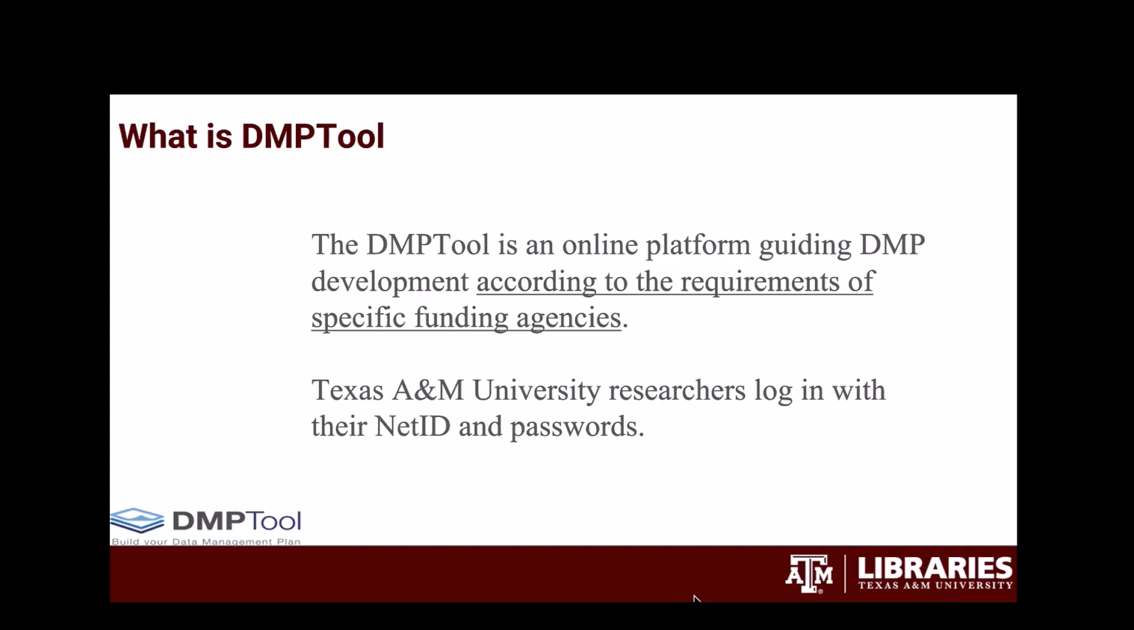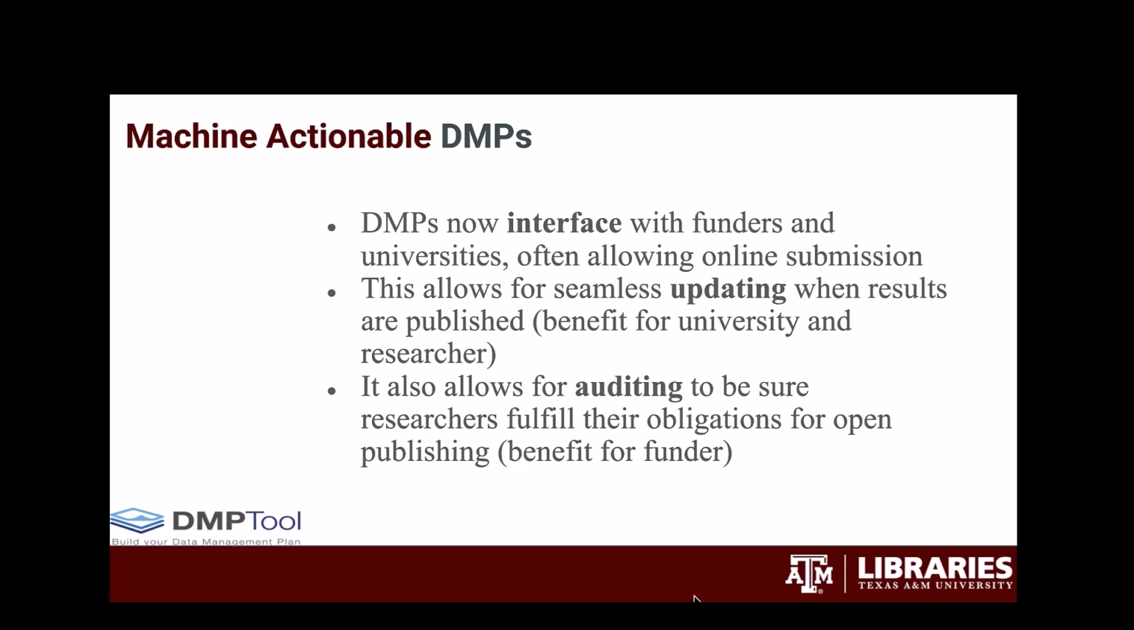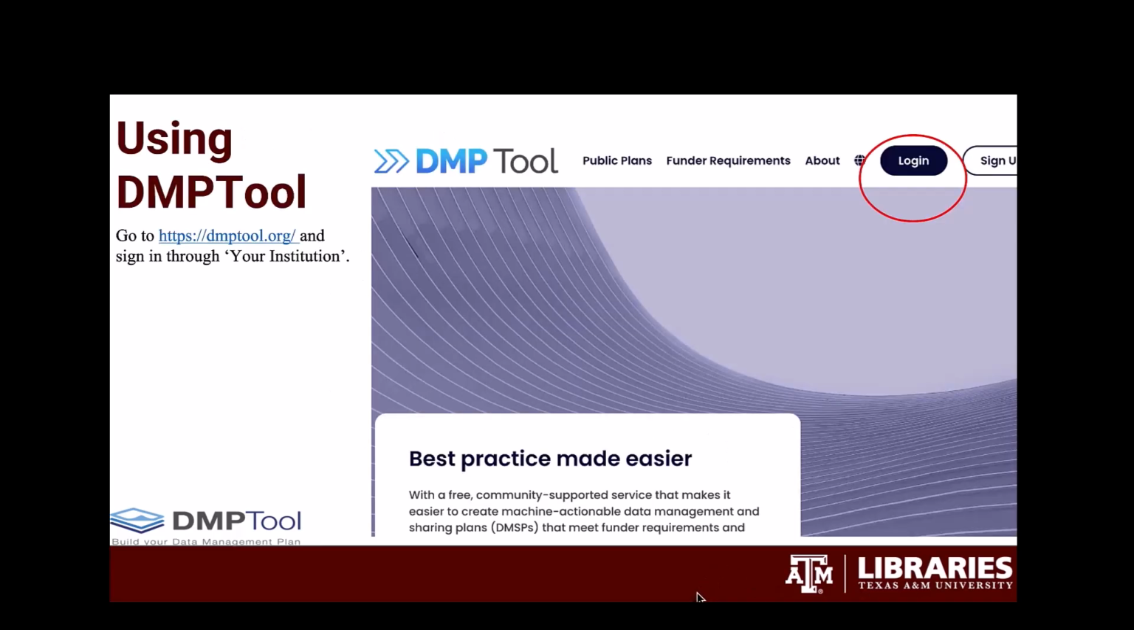A&M researchers log in with your net ID. DMP tool facilitates the creation of machine-actionable DMPs, which are now required by some funders. That means that they interface with the funders and our university, allowing for online submission. That online submission means that it's easy for you to update your data management plan when your results are published. That's great for you, and it's great for the university. And lastly, it also allows for auditing to be sure that researchers fulfill their obligations for open publishing, and that's good for the funder.